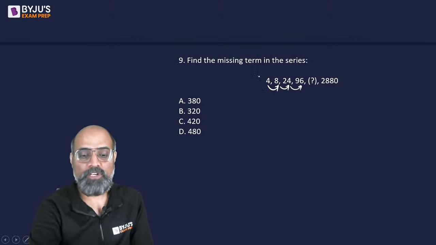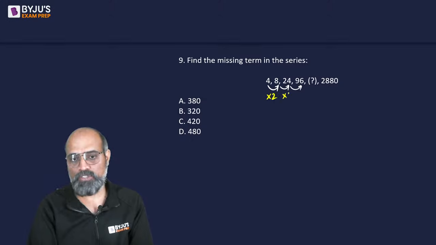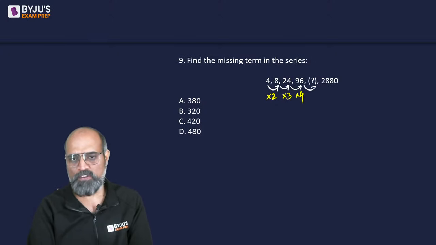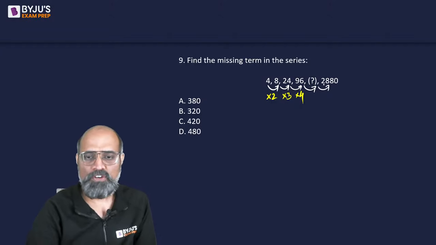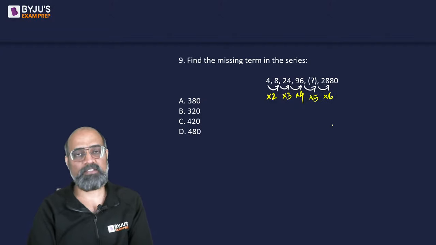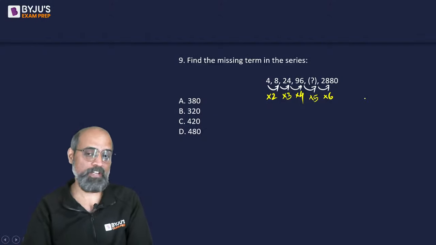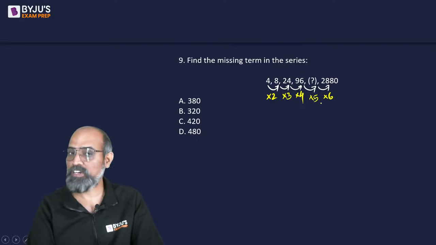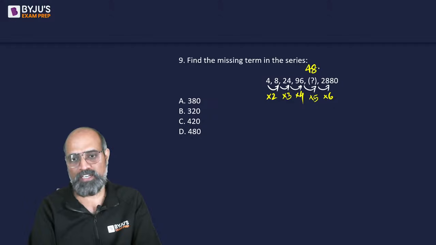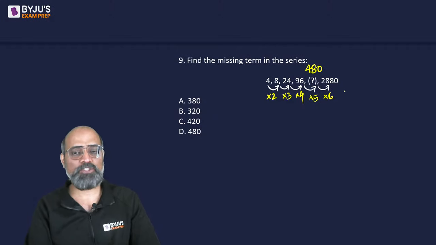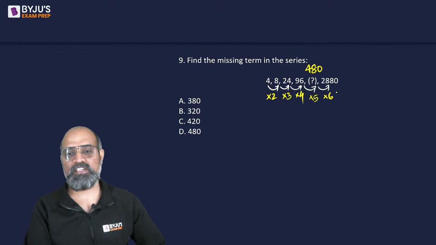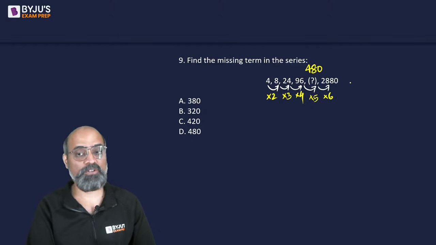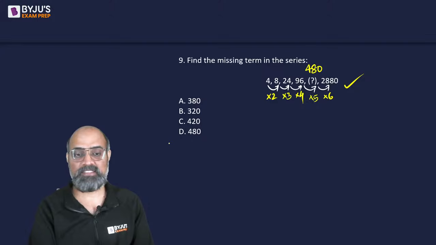So we can see that 4 into 2 is 8 and 8 into 3 is 24 and 24 into 4 is 96. Going by this logic, we should have 96 into 5 and that into 6. If this works out, the logic is fine. What is 96 into 5? Now 96 into 10 is 960. 96 into 5 will be half of 960, which should result in 480. Is 480 into 6 2880? So 48 into 5 is 240 plus 48 is 288 and a 0. So yes, this makes perfect sense.